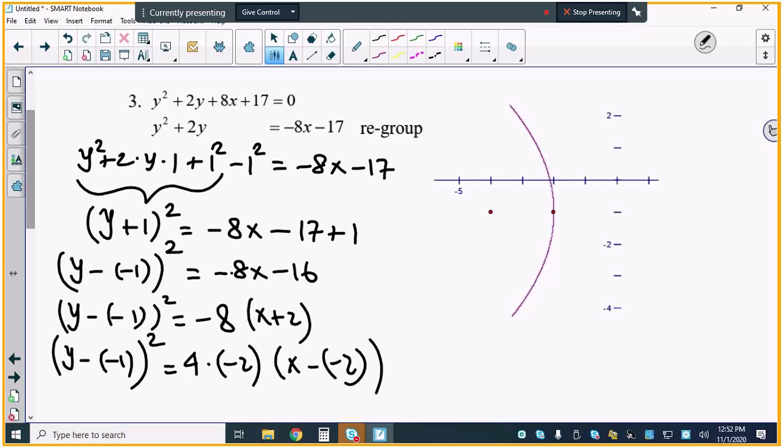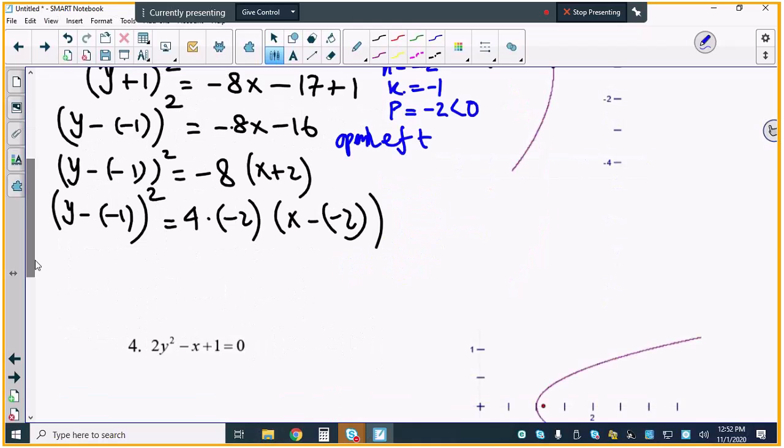And now we are all set, because now I can go ahead and say my h is negative 2, k is negative 1, and p, also called the focal distance, is negative 2 units. Because negative 2 is less than 0, this parabola is going to open left. What else can we talk about? Vertex. That's just h comma k. So it's negative 2 comma negative 1.